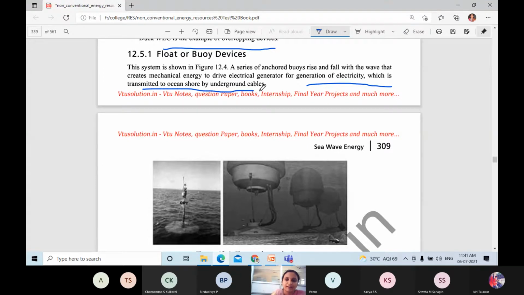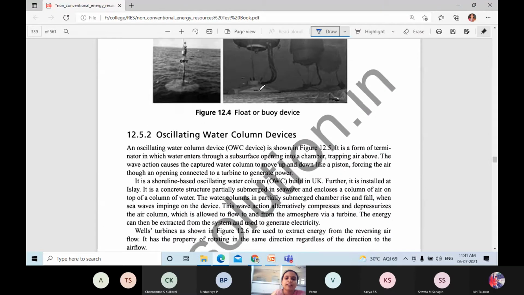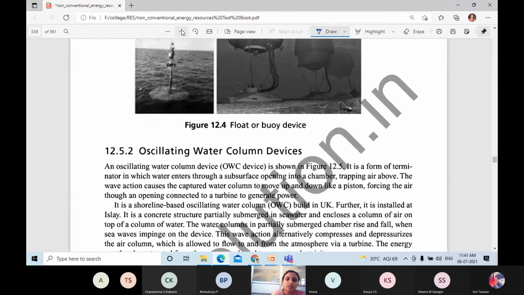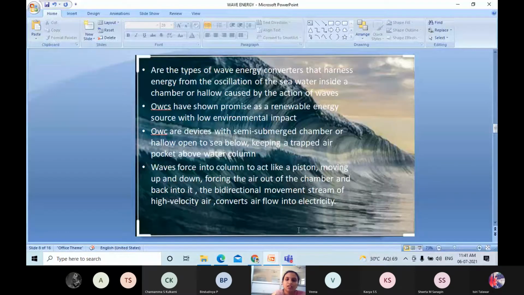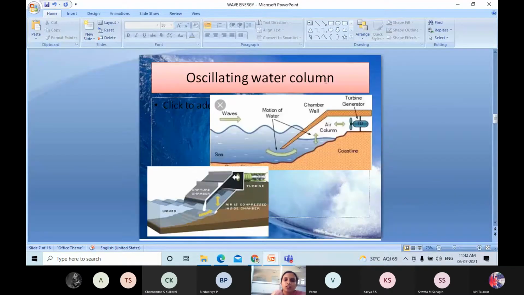This is a floater device. Next, another method is the oscillating water column device. In an oscillating water column device, first waves are entered.